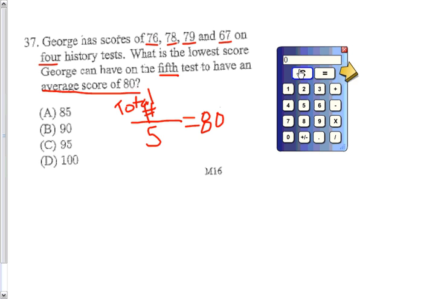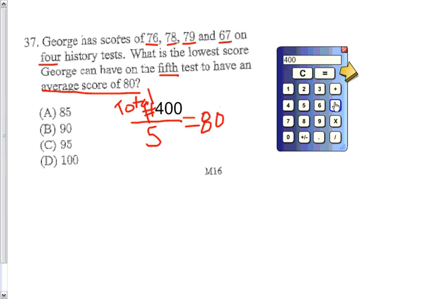We could solve that by multiplying both sides of the equation by 5. So 80 times 5 would give us 400. So we need our total number to be 400. Now, all we have to do is look back and say, George has taken 4 tests, and these are his scores on those 4, and I need his 5th one to add to all of these 4 and get a total of 400. Well, we can work this backwards. We need a total of 400.